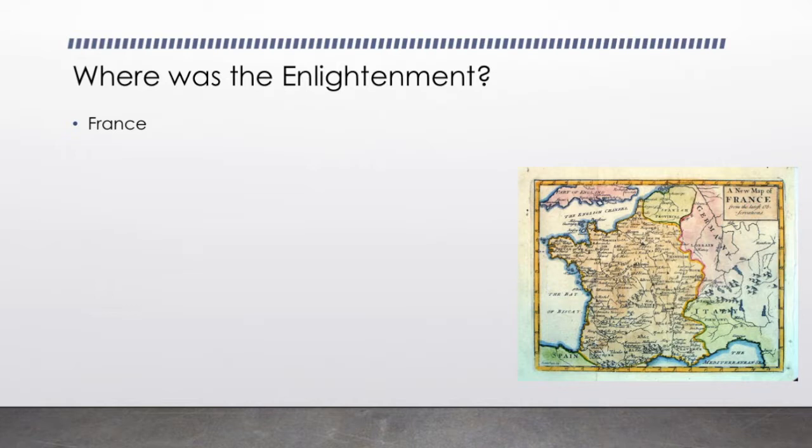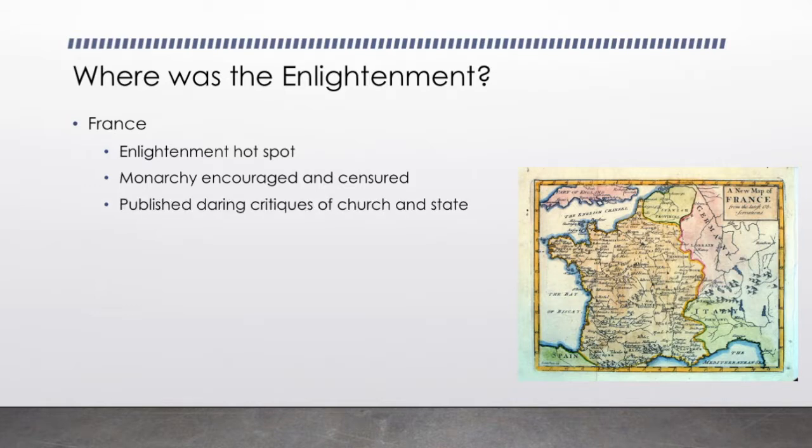France was the Enlightenment hotspot because the French monarchy alternated between encouraging ideas for reform and harshly censoring criticisms it found too threatening. French writers published the most daring critiques of church and state, and they often suffered harassment and persecution as a result. Voltaire, Diderot, and Rousseau all faced arrest, exile, or even imprisonment for going against the teachings of the Catholic Church.